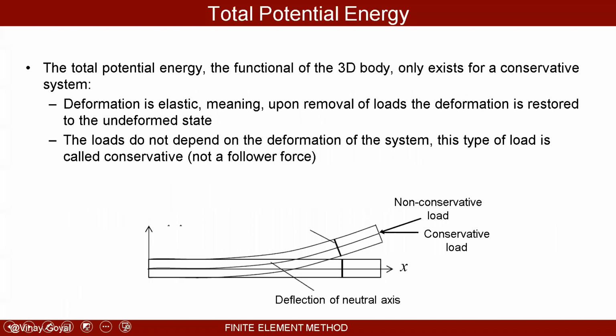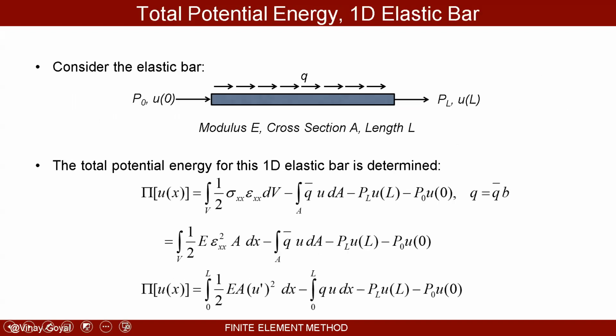I do want to point out that total potential energy only exists for conservative systems. If the deformation is elastic, meaning that when you remove the load, it's going to come back to the original state. If the loads do not depend on the deformation of the system, that means that the load is conservative and not a follower force. For example, in this case, if the force continues to be tangent to the axis, then the total potential energy does not exist. My book goes into some of that and shows you alternate ways to get there.